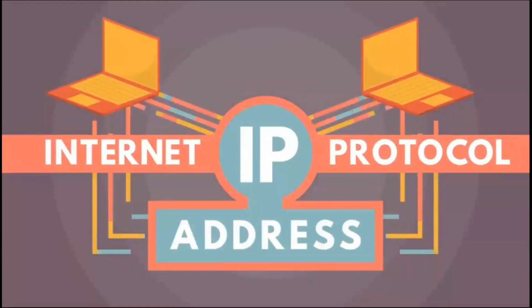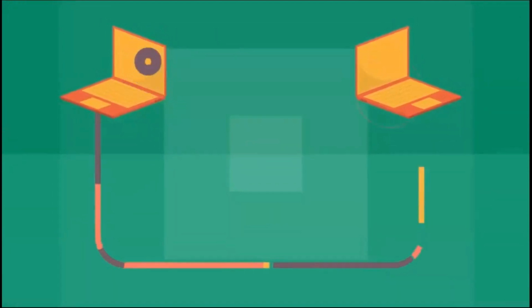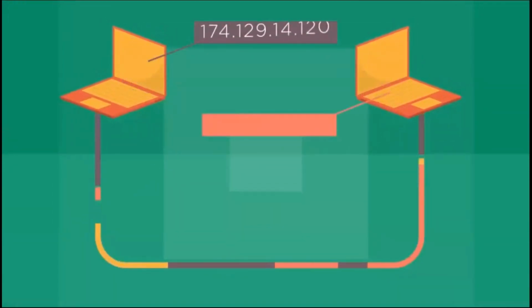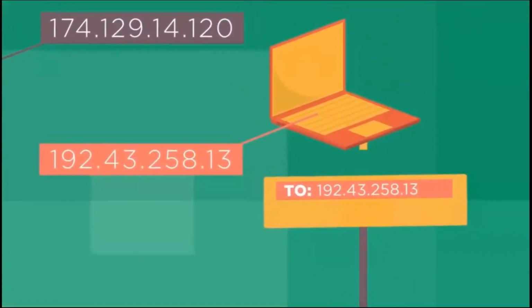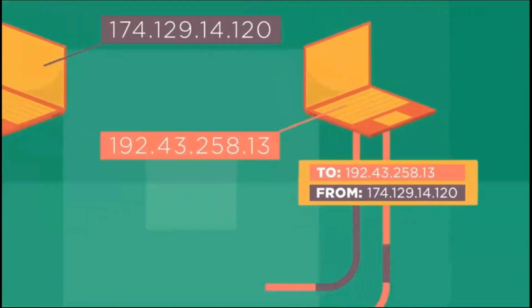Visiting a website is really just your computer asking another computer for information. Your computer sends a message to the other computer's IP address, and it also sends along its origin address so the other computer knows where to send its response.